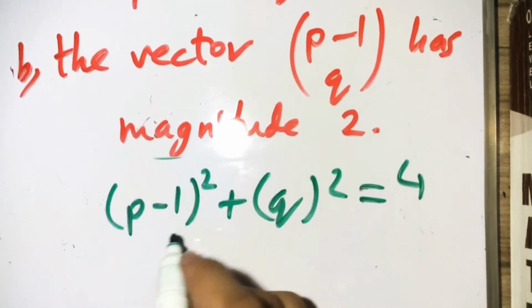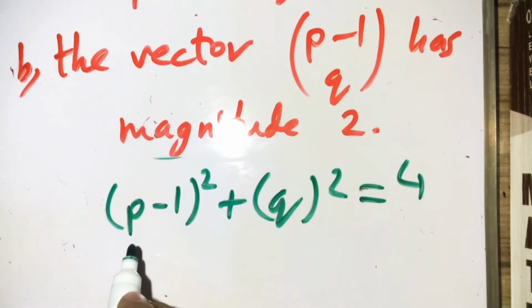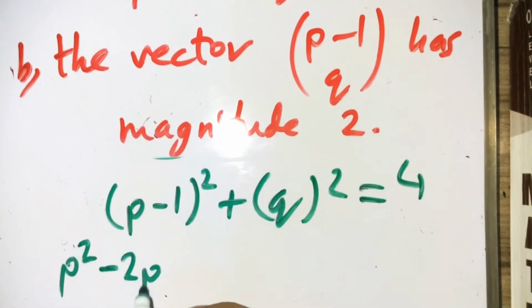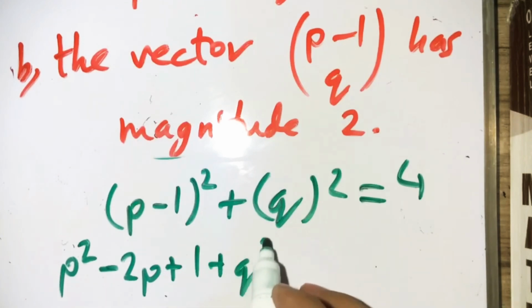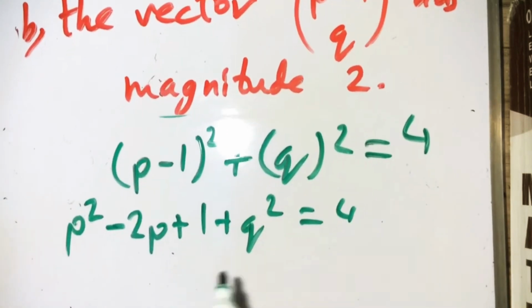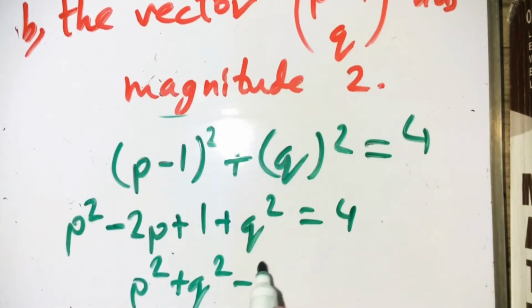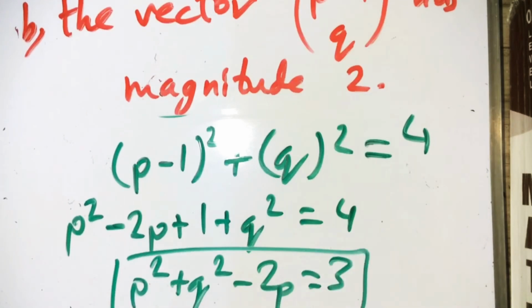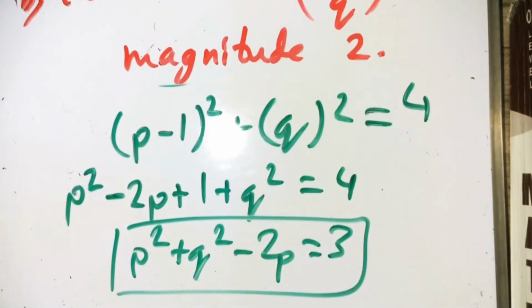Now (P minus 1) whole squared, we'll apply the (a minus b) whole squared identity. P squared minus 2P plus 1 plus Q squared equals 4. Now P squared plus Q squared minus 2P equals 4 minus 1, this becomes 3. That is the second answer.